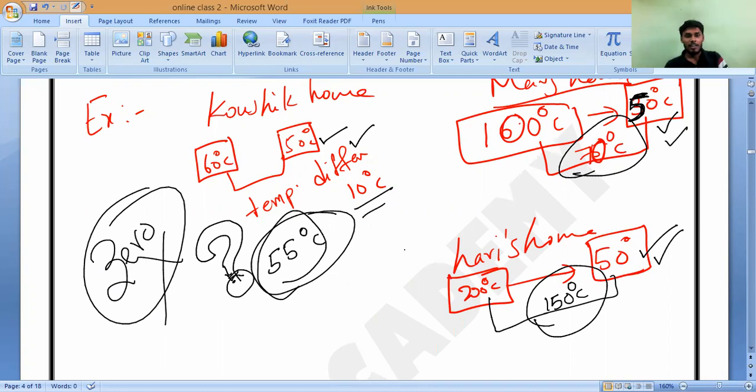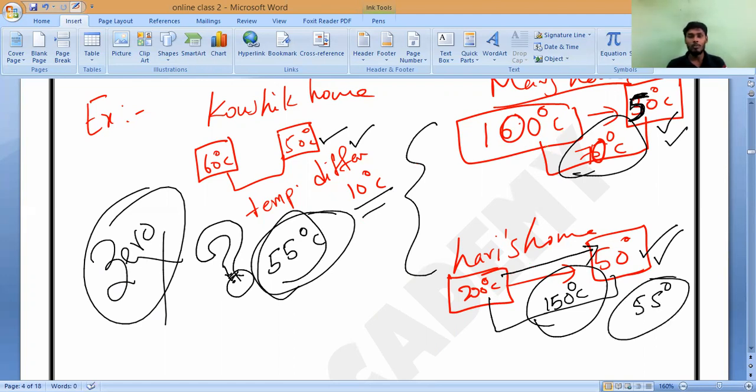Observe very carefully in which home the temperature difference is much more. The temperature difference is in Hari's home, 150 degrees Celsius. The heat transfer rate will be much faster in this case. So within less time, the body will acquire 55 degrees Celsius in Hari's home.